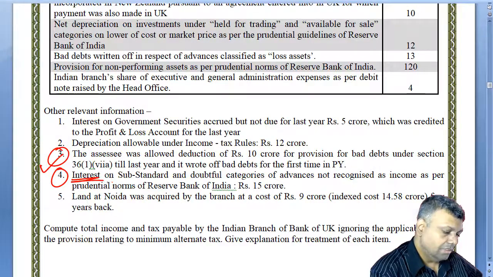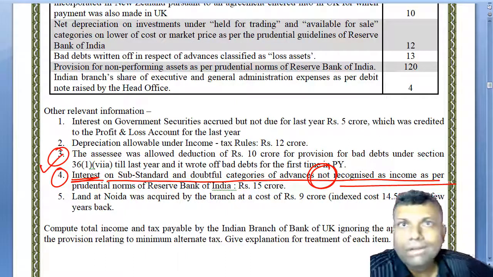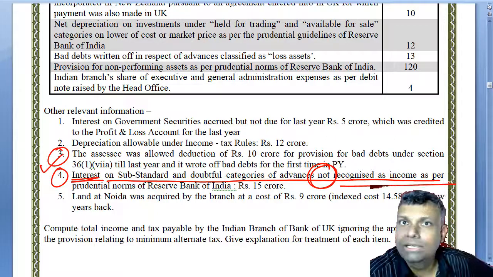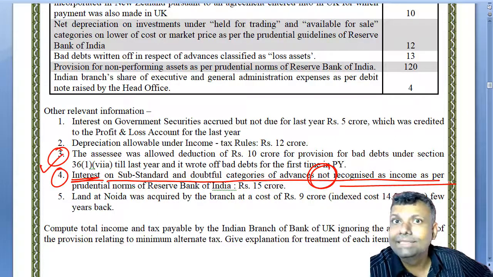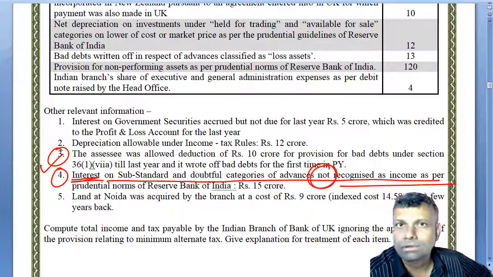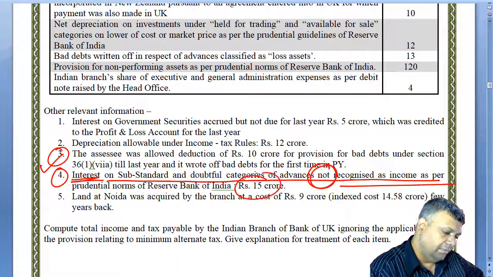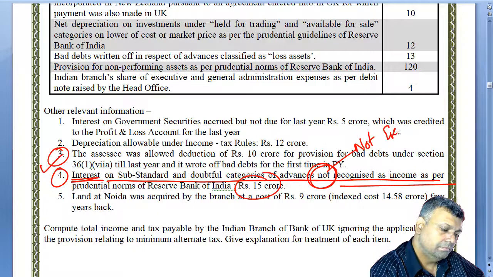Interest on substandard and the doubtful categories of the advance not recognized as income. Not recognized as income means it is not credited to the profit and loss. It is not recognized as income. As per the prudential norms of the RBI, that is 15 crores. So that is fair, no? That means to the extent of 15 crores, it is not recognized, and it is not even the income.